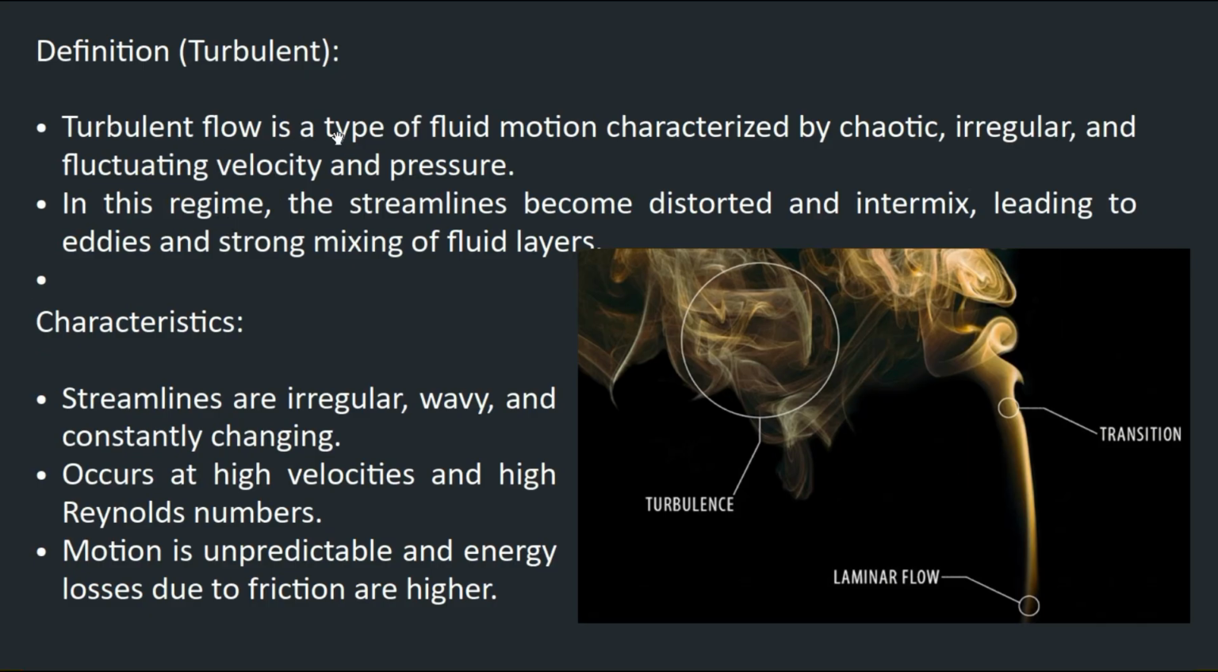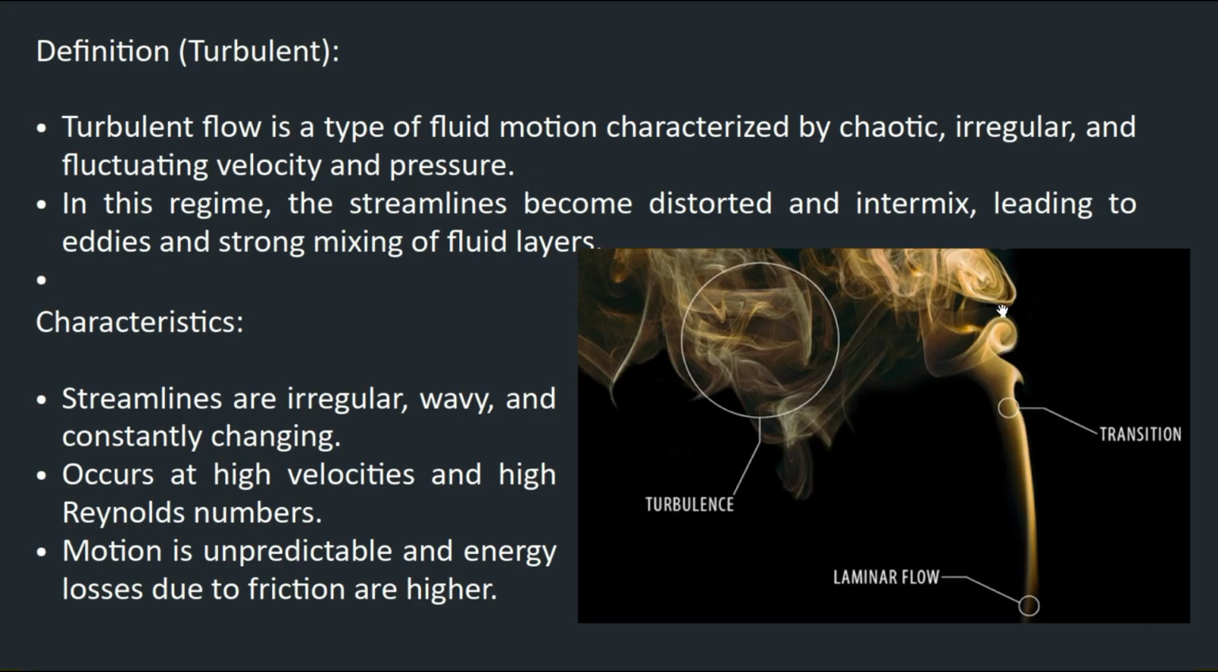Turbulent flow is a type of fluid motion that is chaotic and irregular, and the velocity and pressure fluctuate. In here, we have streamlines becoming distorted and intermixed. So you can see over here. This leads to eddies and strong mixing of fluid layers. Very clear from the picture itself. So you can see an eddy over here. An eddy is this kind of thing.